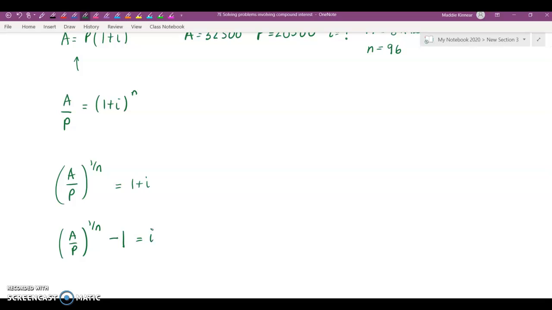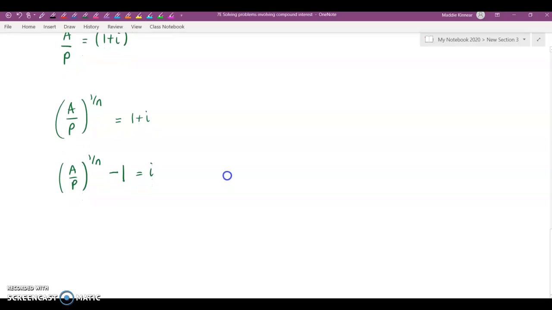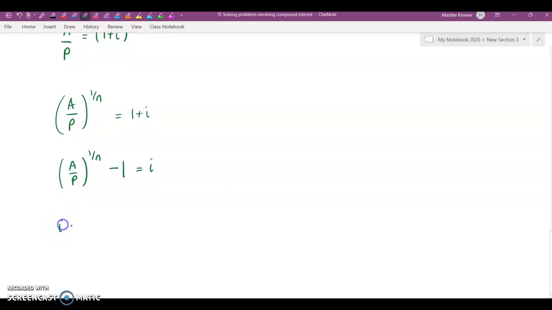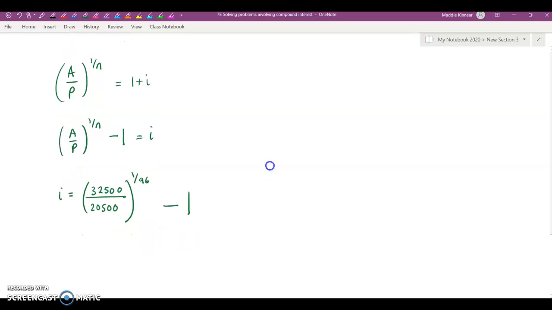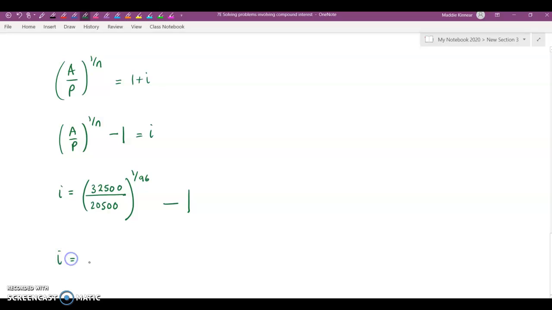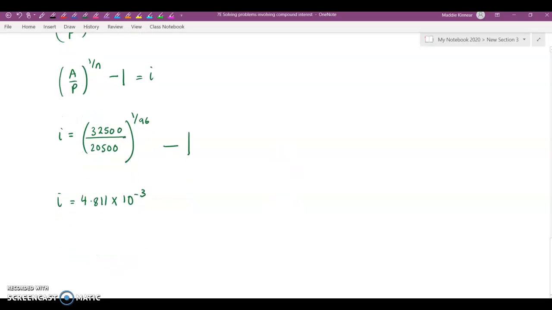So putting all this information in and solving our problem, we now are going to substitute in the values. So we get I equals 32,500, because that's his target amount, A, divided by 20,500, his principal, all to the power of 1 on 96, because that's 8 times 12, the number of compounding periods, then subtract away 1. And when we do this, we get an I value that comes out on the calculator as 4.811 times 10 to the negative 3. And this is just in standard form.